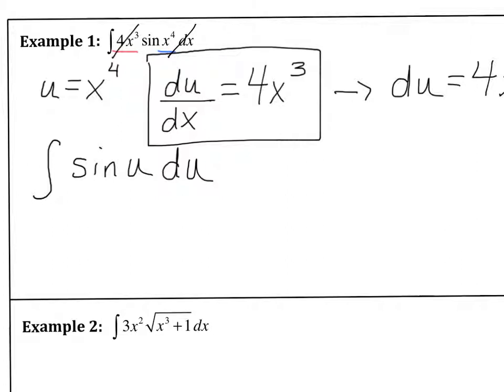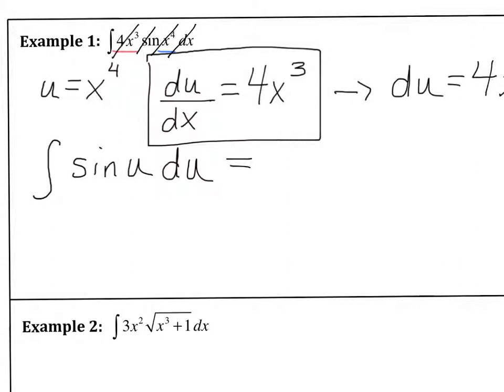Since du is equivalent to 4x cubed dx, I took care of the sine part by writing sine, and I took care of the x to the fourth part by writing u. So everybody in the original integrand is accounted for. And now look at this expression that we actually have to integrate. It is so easy.